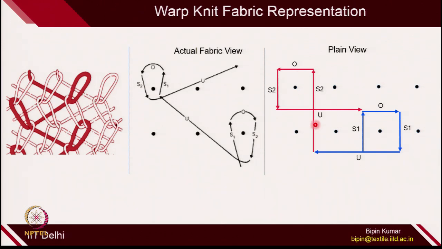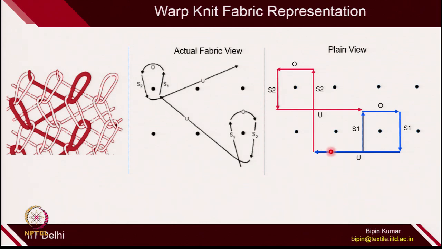This is the planar view. In the previous slide also I explained this. Here the needles start from swinging. If you follow the blue path, the arrow indicates which motion is happening first. First swinging, then overlap, where O denotes the overlap, then again swinging, and then underlap. If the guide bar has done this, it might have formed this particular loop.